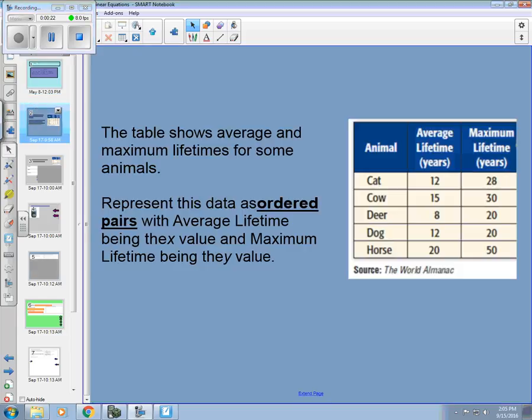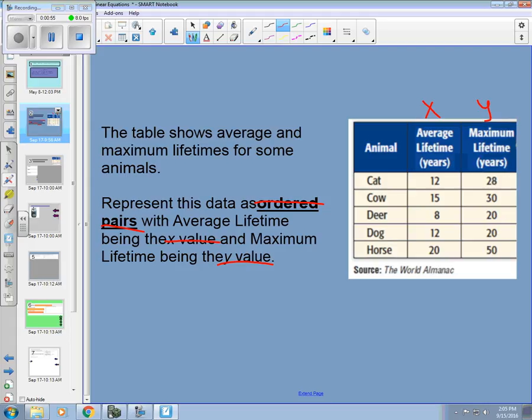This table on the right here shows that we have some different types of animals, and it compares their average lifetime in years to their maximum lifetime in years. This data could be represented as what is called an ordered pair. And an ordered pair always has an x value first and a y value second. So if we're looking at our table here, we've got an x and a y value. We could represent all of these as ordered pairs.